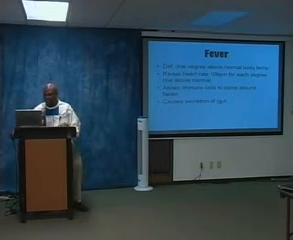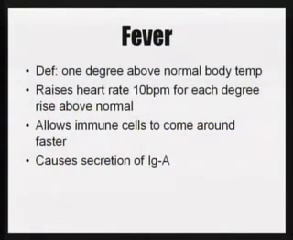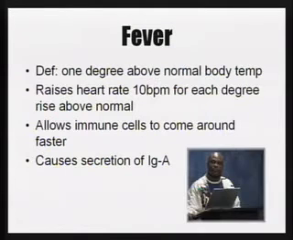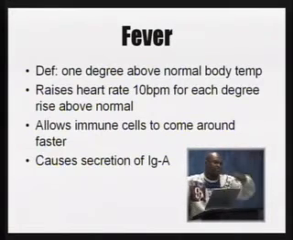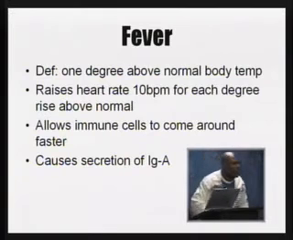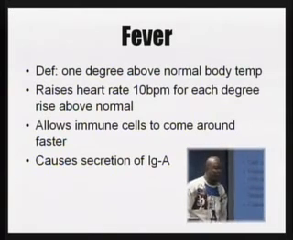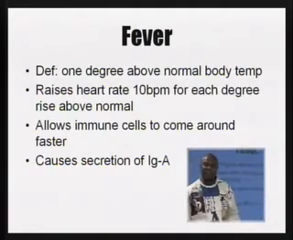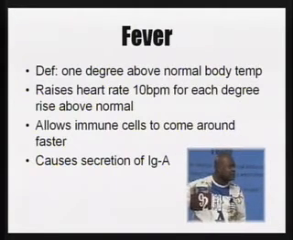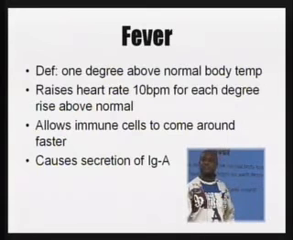Wait a minute. Kathy, look at the third benefit. It causes secretion of IgA. Kathy, tell me again, where does IgA protect you? Which areas of your body does it protect? Mucosal surfaces: GI, GU, respiratory. Where do most infections come in? Al. GI, GU, respiratory. That's why you need your fever. You need that as protection.